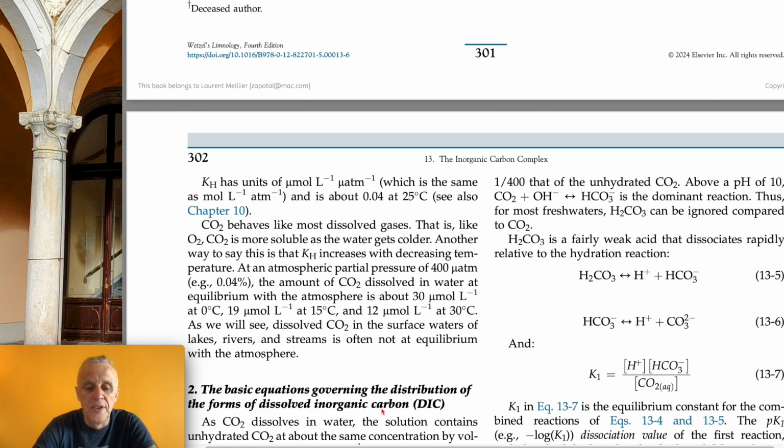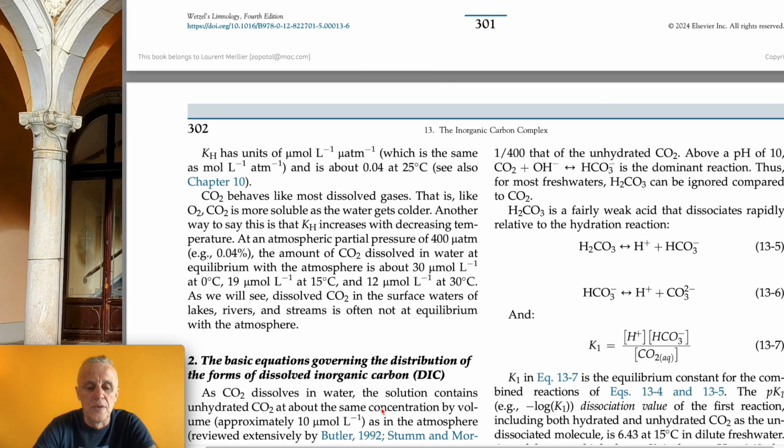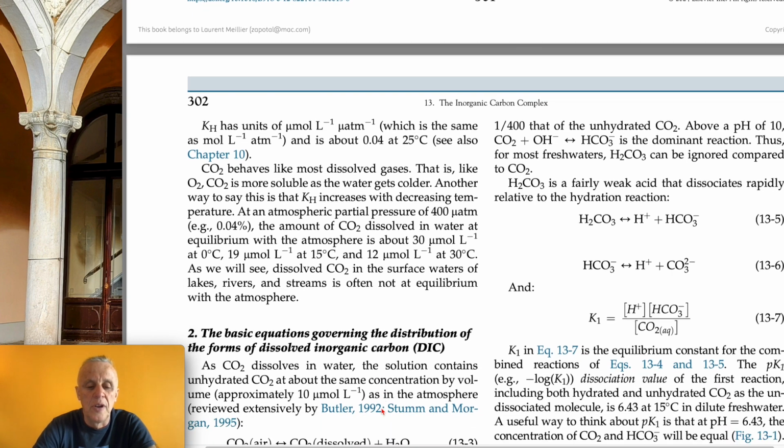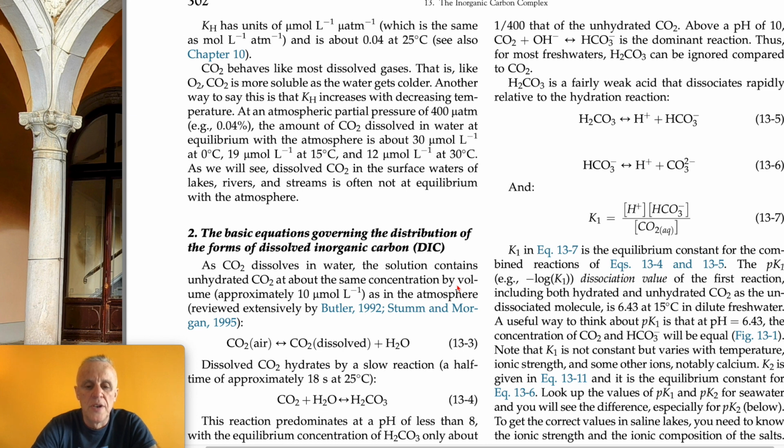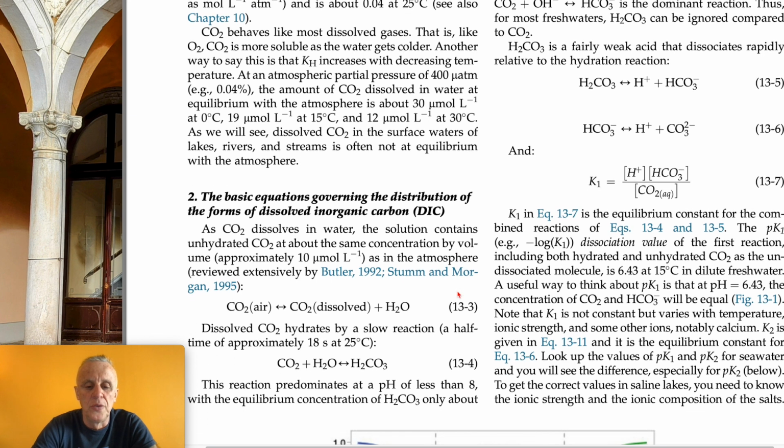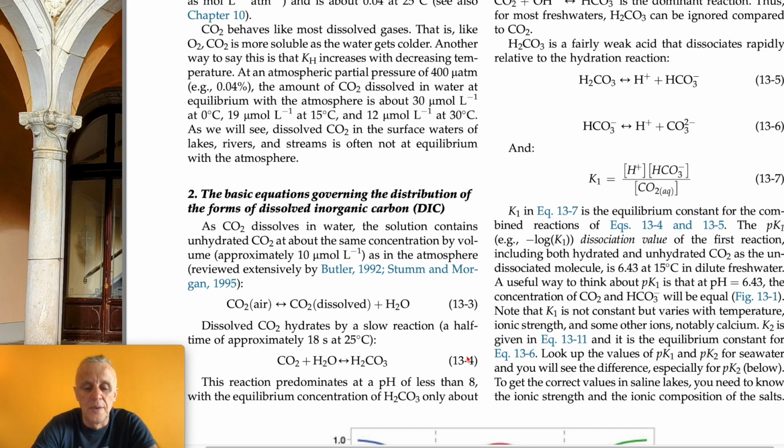As we will see, dissolved CO2 in the surface waters of lakes, rivers, and streams is often not at equilibrium with the atmosphere. The basic equations governing the distribution of the forms of dissolved inorganic carbon, DIC. As CO2 dissolves in water, the solution contains unhydrated CO2 at about the same concentration by volume, approximately 10 micromoles per liter, as in the atmosphere. CO2 air is equivalent to CO2 dissolved plus water. Dissolved CO2 hydrates by a slow reaction, a half-time of approximately 18 seconds at 25 degrees centigrade.